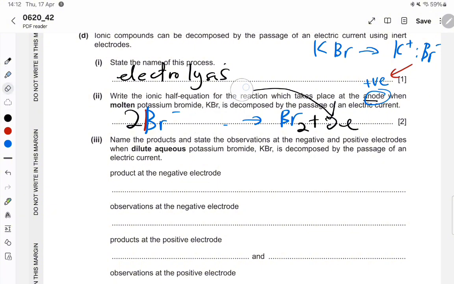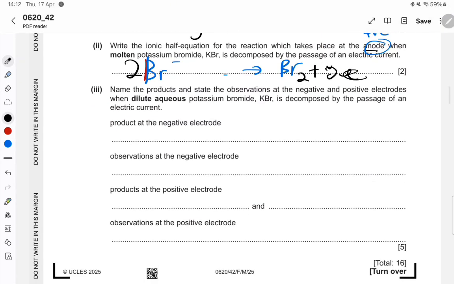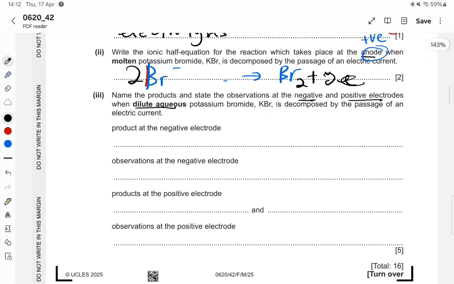So that's important now, class. Of course, if you could write it straight away without thinking, even better. But when you're learning, this is how you would do it. Name the products and state the observations at the negative and positive electrodes with dilute aqueous potassium bromide. Again, first let me teach you about the thinking process.